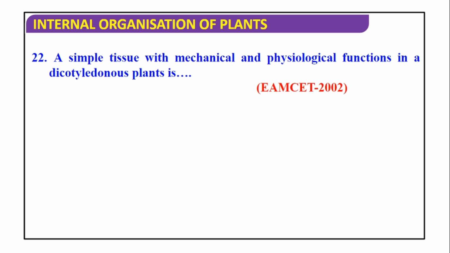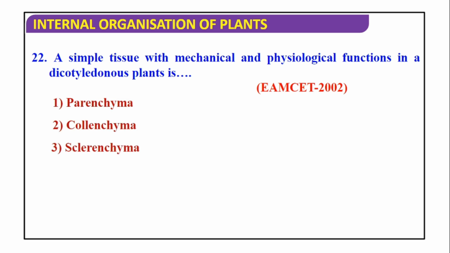Next question, a simple tissue with mechanical and physiological function in a dicotyledonous plant is parenchyma, second the collenchyma, third the sclerenchyma and fourth the meristematic tissue. The correct answer is the collenchyma.